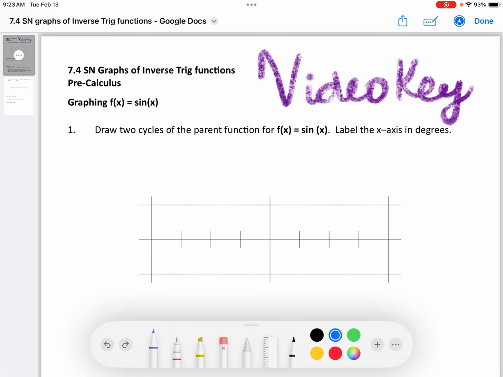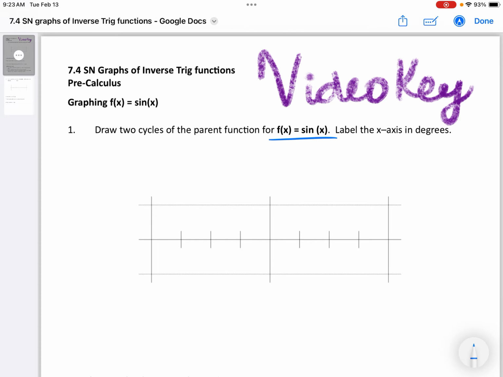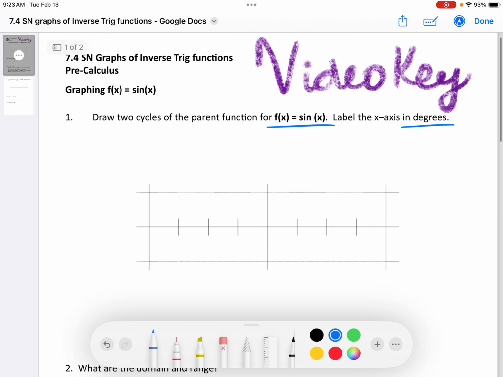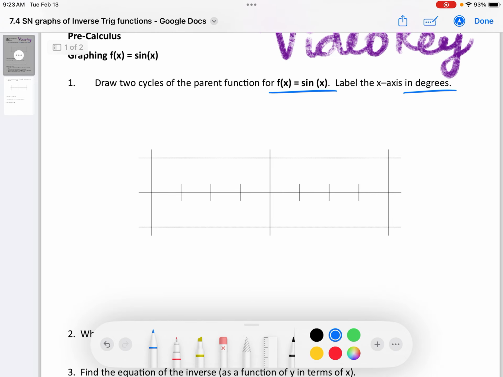Today we are going to graph inverse trig functions. So, starting out, we are going to graph two cycles of f of x equals sine of x. We are doing this in degrees. So, I'm going to make this center vertical 0. And if we remember in sine of x, the period of the graph is 360 degrees.